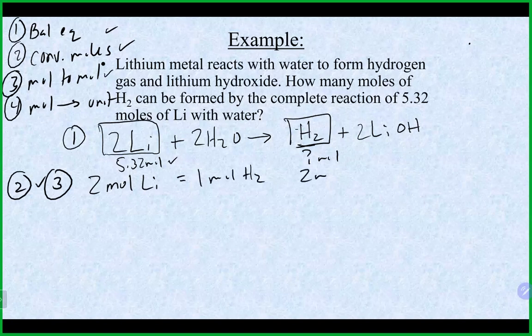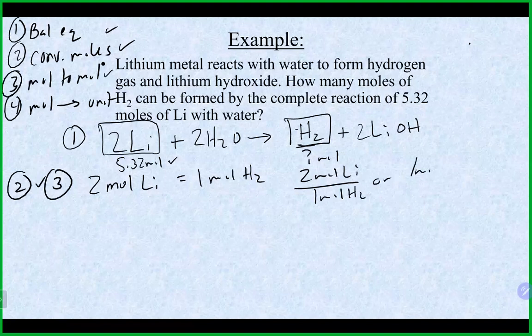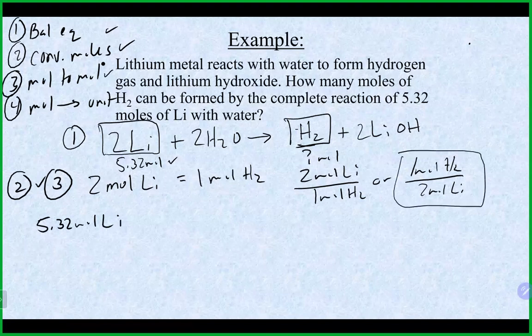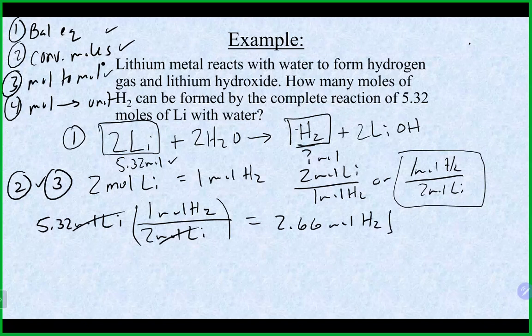That again gives us our 2 possible conversion factors that we could use. And taking our number there, 5.32 moles of lithium, opposite to cancel, which means this would be a good conversion factor on the right there to use. That's going to get us here 2 moles of lithium and 1 mole of H2. Moles of lithium are going to cancel. Going to get us here 5.32 divided by 2, 2.66 moles of hydrogen.